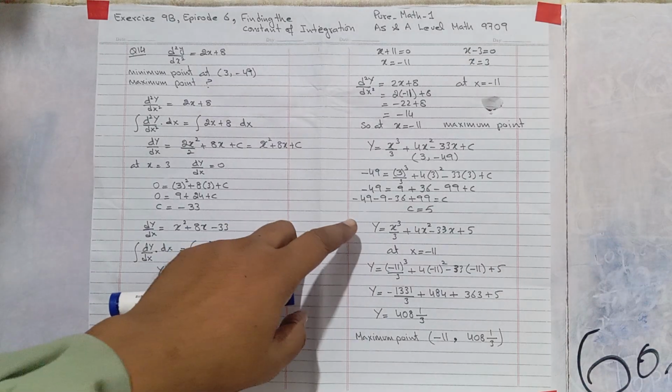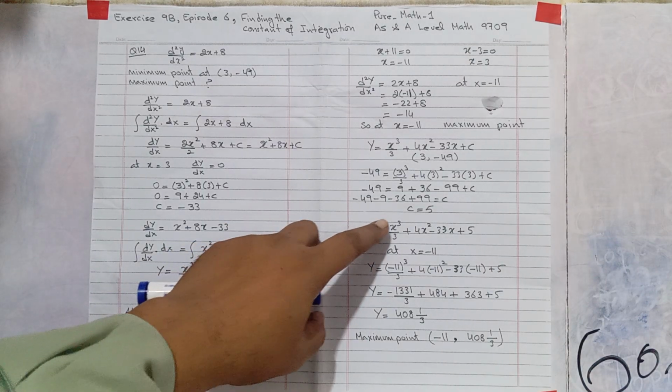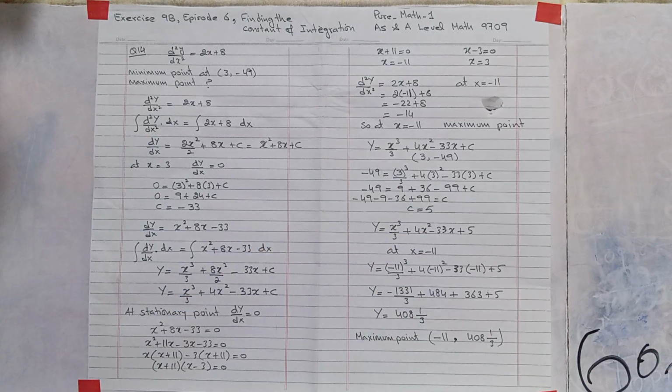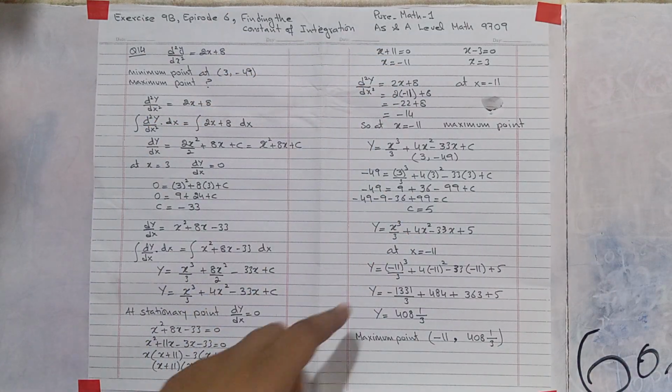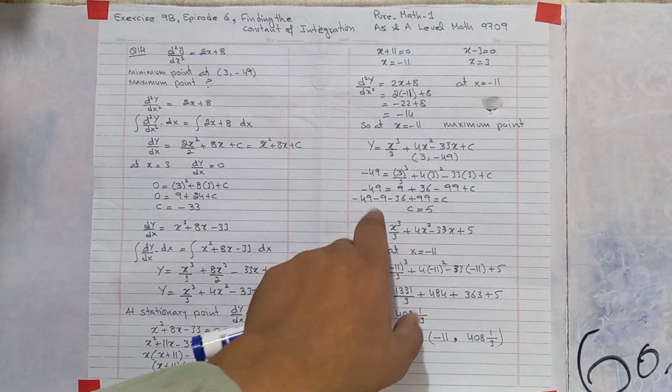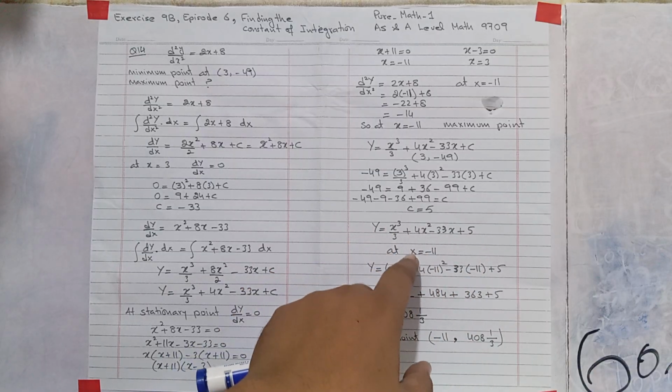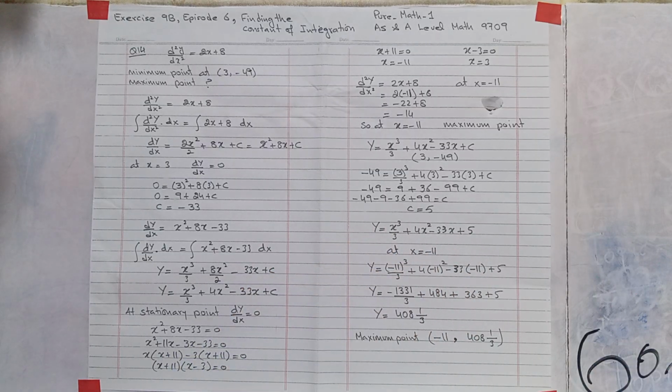So the equation of the curve will become y equals to x cubed divided by 3 plus 4x square minus 33x plus 5. So when the x will be minus 11, which will be a maximum point, so in this original equation, I will put x equals to minus 11 and I will try to find out the value of the y. So what will happen here?